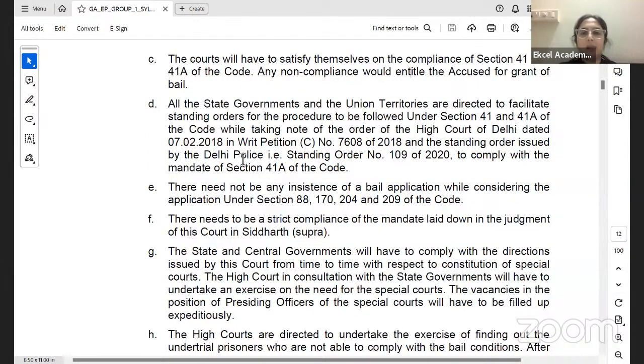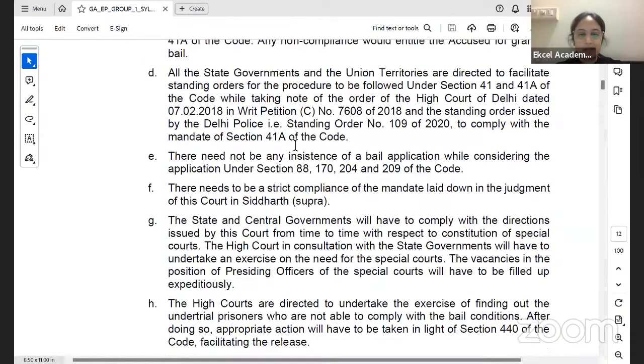Then all state governments and union territories are directed to facilitate standing orders for the procedure to be followed under Section 41A of the Code, taking note of the High Court of Delhi order dated 7/2/2018, a writ petition, and a standing order issued by Delhi Police. So if you are a state government or any union territory, you should facilitate standing orders with respect to following 41 and 41A. This is another direction.